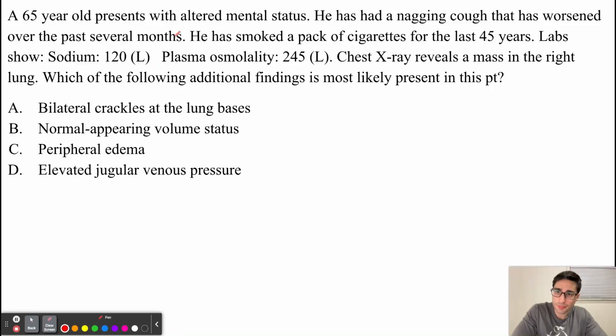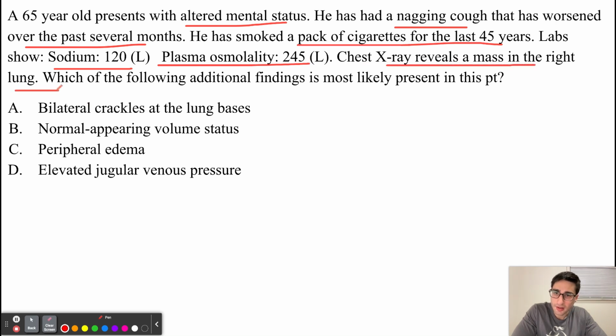A 65-year-old presents with altered mental status. He has had a nagging cough that has worsened over the past several months. He has smoked a pack of cigarettes for the last 45 years. Labs show low sodium levels and low plasma osmolality. Chest X-ray reveals a mass in the right lung. Which of the following additional findings is most likely present in this patient?